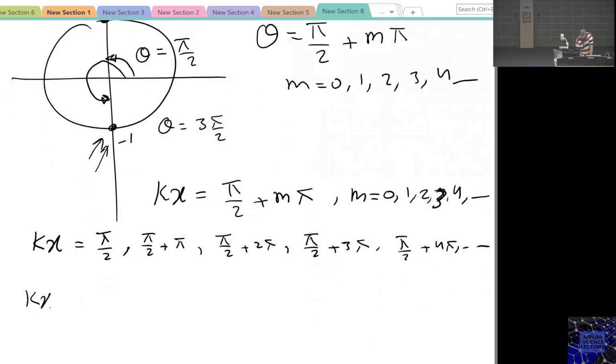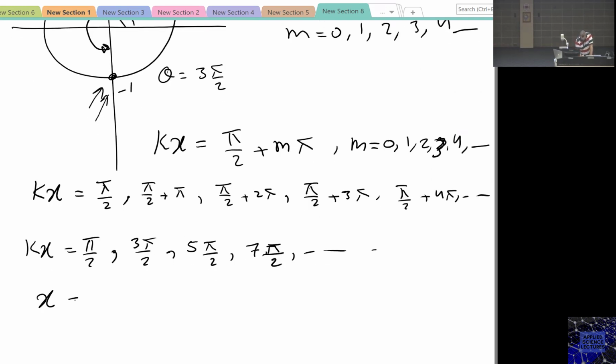Now this is kx equals pi over 2, 3 pi over 2, 5 pi over 2, 7 pi over 2. Divide by k: x equals pi over 2k, 3 pi over 2k, 5 pi over 2k, 7 pi over 2k.